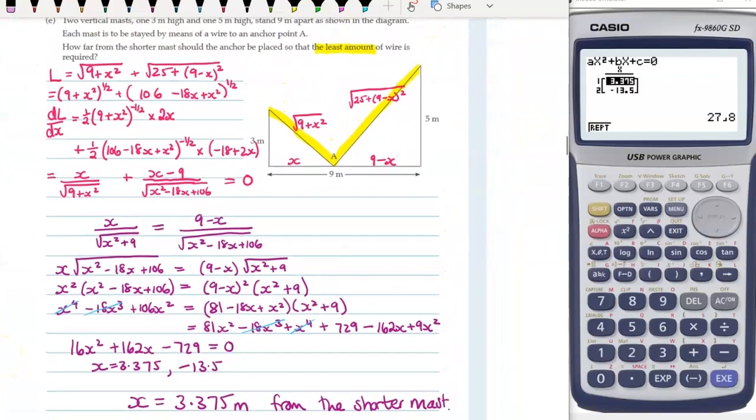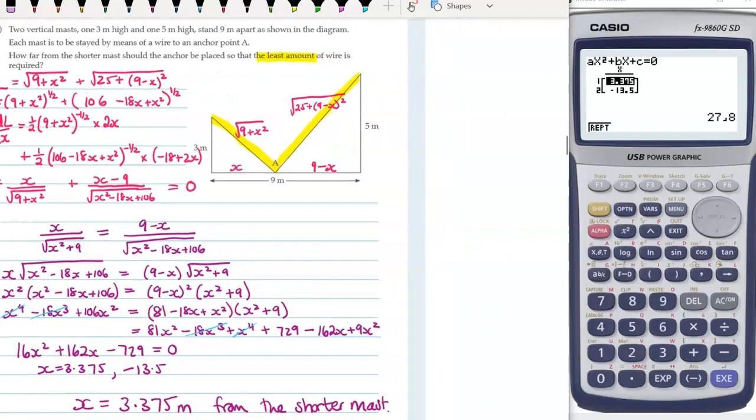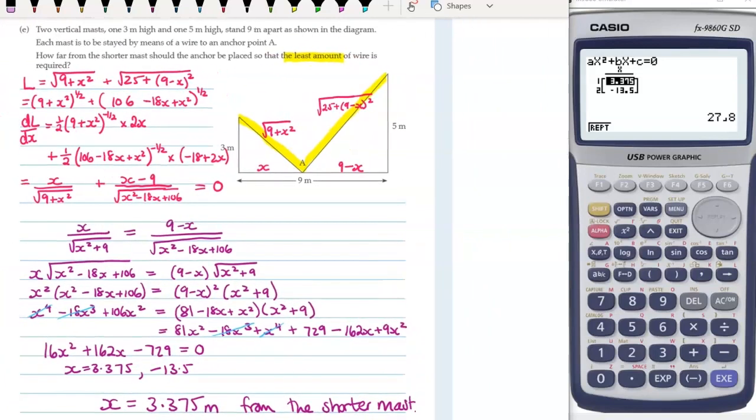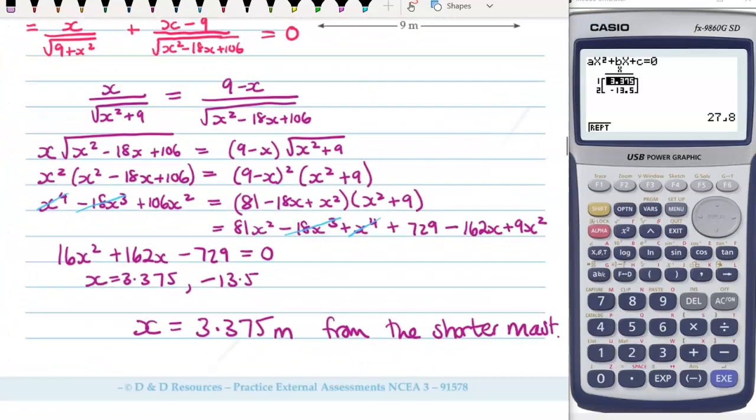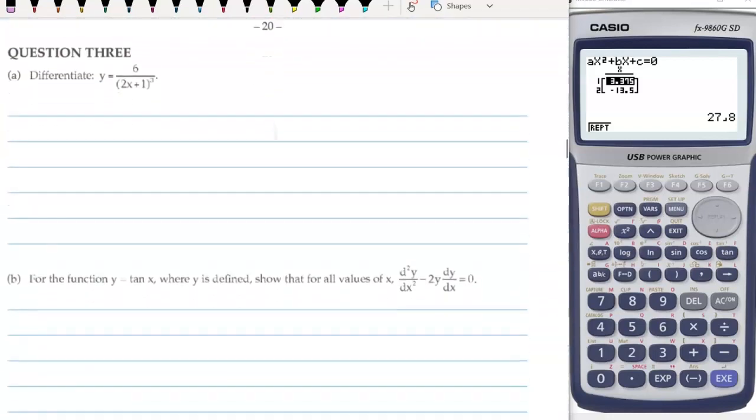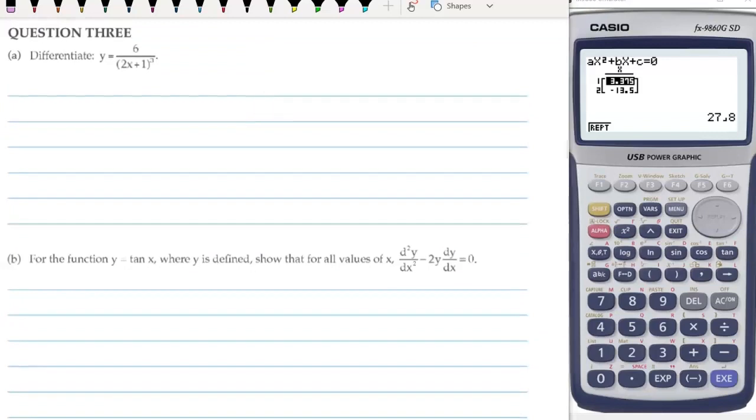Pop that all onto one screen so you can see the full solution all together. Now let's move on to question 3. Before we differentiate this, let's just turn it into an easier power form like this, so it's inline.